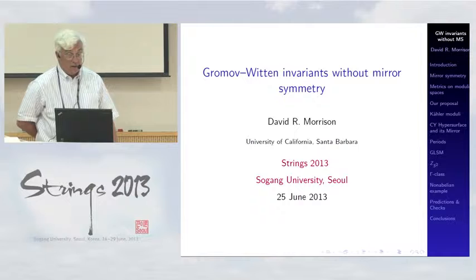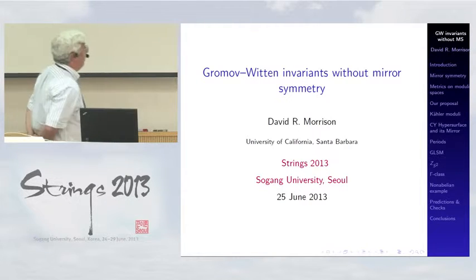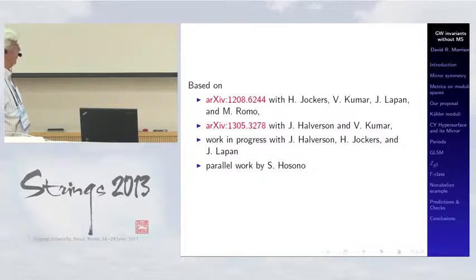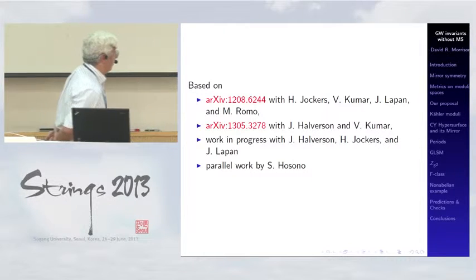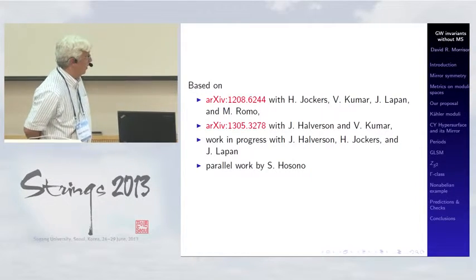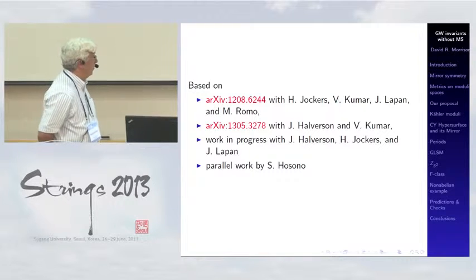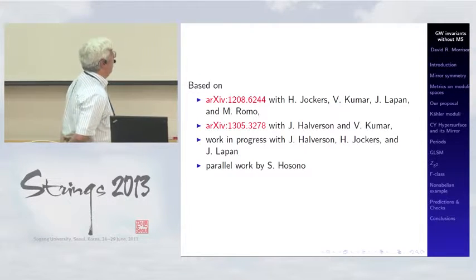So I want to talk about, very related to the previous talk, Gromov-Witten invariants without mirror symmetry. It's based on a couple of papers that I wrote in the past year, some work in progress with Halverson, Jockers, and Lapan, and there's some parallel work independently by Shinobu Hosono.